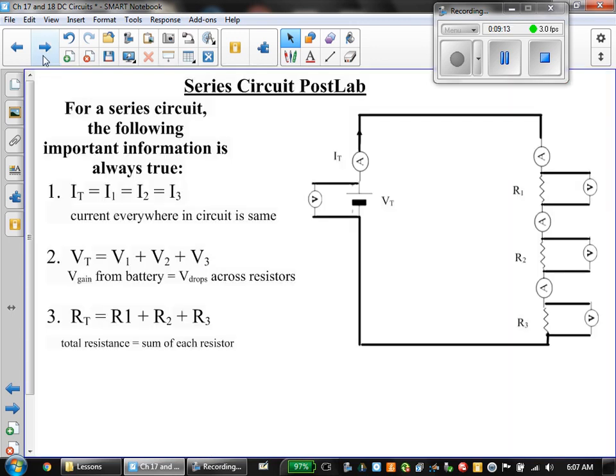Now, these are the rules. I'm not going to go through these. Just pause the video, jot down these notes. This is the key thing. The current everywhere in a series is the same. The voltage drops add up, and this is the key, and we saw this with capacitors. In series, capacitors had a different rule. In series, resistors simply add up. The total resistance is the sum of the individual resistors. So this is a key series of notes.